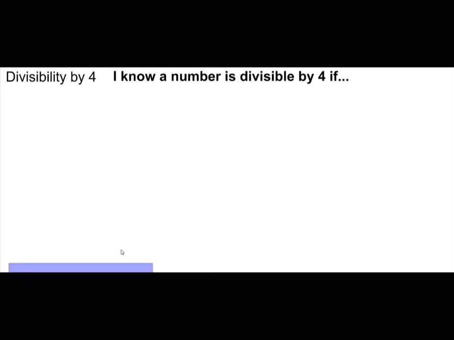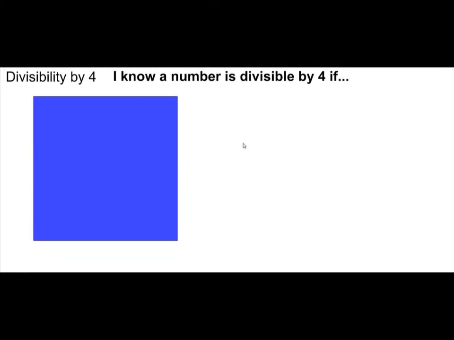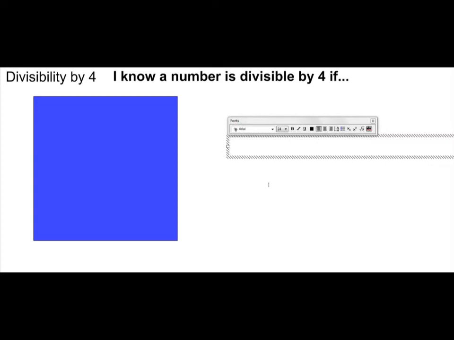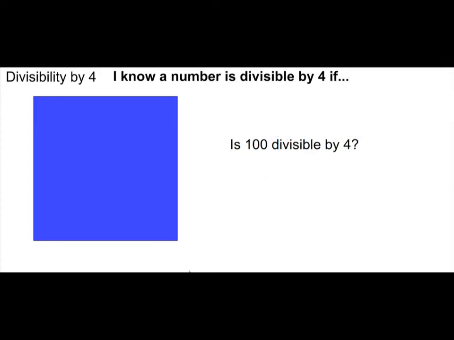Let's take a number like 100. I'm going to use a 100 block to represent 100 here. This big blue square is a 100 block. It represents 100 things. If this is the number 100, I could ask you the question, is 100 divisible by 4? The whole rule for 4 is based on this idea. Is 100 divisible by 4?